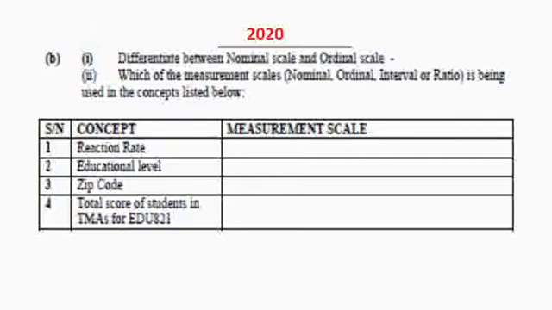Then educational level, that has been answered as well. Zip code, answered as well. Total score of students in TMAs for EDU821, I believe that is answered. Please comment below the video and tell us what your answer is. If it is not correct, we'll try to explain more and more for you to understand.